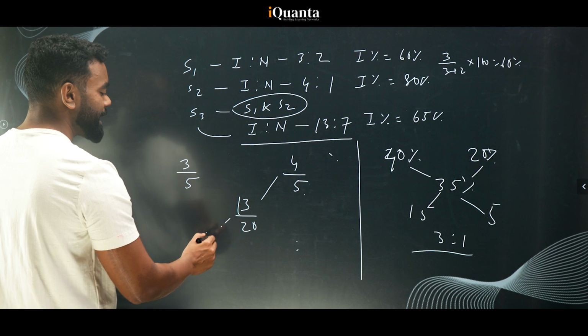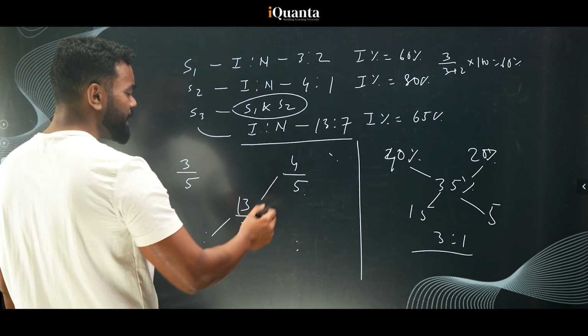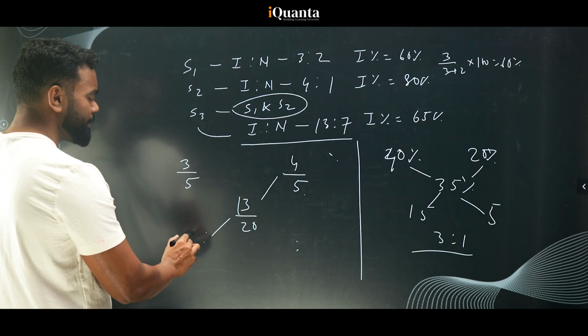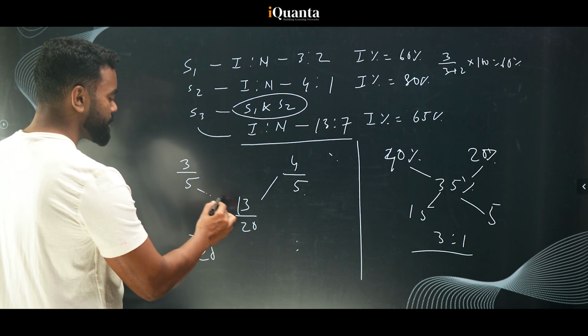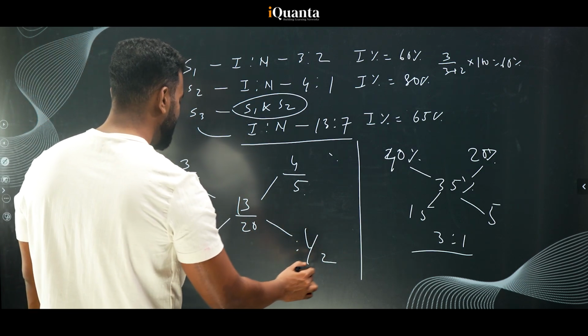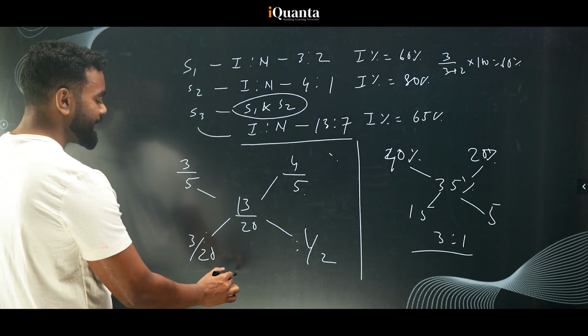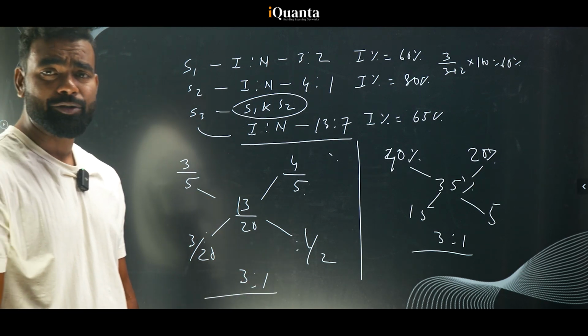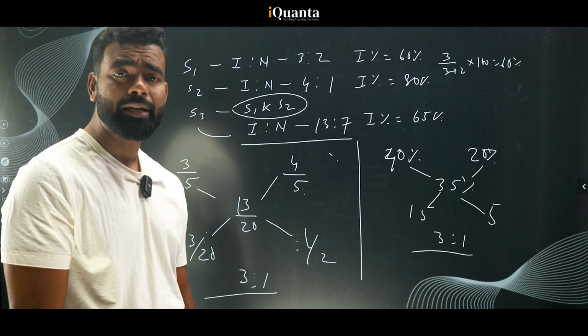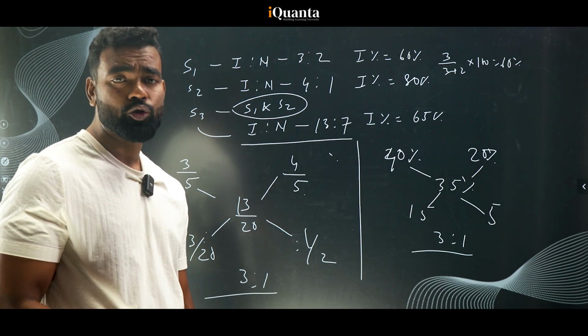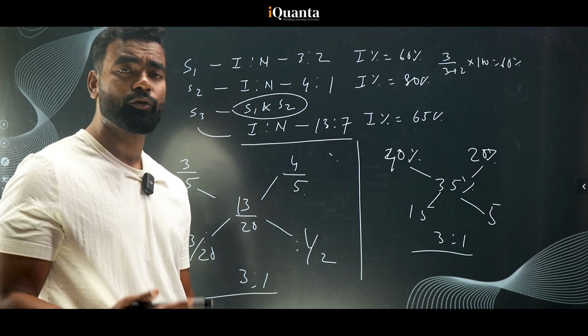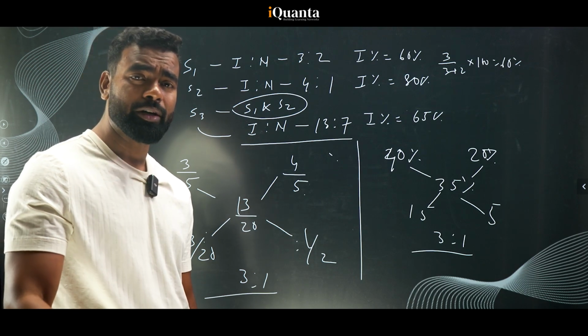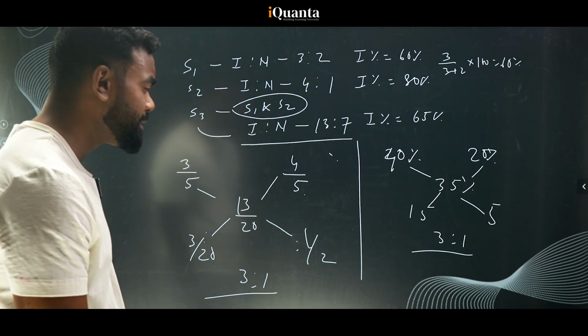So now do the same thing again. 13/20 minus 3/5 gives 1/20, and 4/5 minus 13/20 gives 3/20, right? If you solve this, you'll get directly the ratio 3:1 again. So you don't even need to find the percentage. Remember, this is a very important thing. You have to understand where you need to use percentage and where you don't. If you don't need to use percentage, you can solve it by just doing this. That's it. Take care.